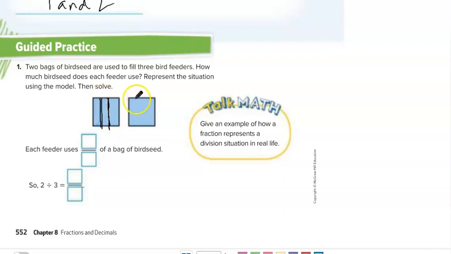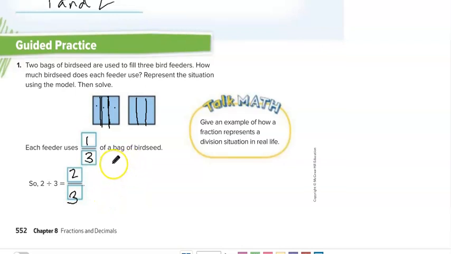Then I'm going to take my other bag and basically just do the same thing. So this is going to go into 1 bird feeder, this is going to go into 1 bird feeder, this is going to go into 1 bird feeder, and then the same thing for the second. So each feeder uses how much of a bag of birdseed? They use 1/3. But because we have 2 bags, this number is actually going to become 2. So 2 divided by 3 is the same as 2/3. So the answer then would be 2/3. Right, because 1/3 plus 1/3 is 2/3, so hopefully I didn't confuse you with that.